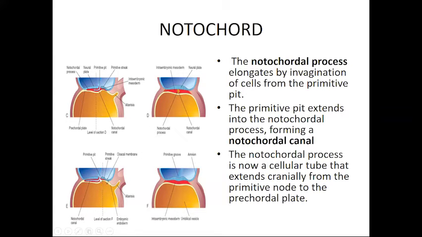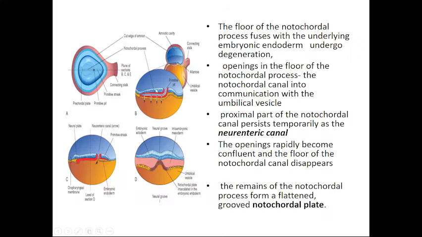Then this initial portion is going to be called the neuroenteric canal, because when this fuses, the floor of this notochordal canal fuses with the hypoblast or the endoderm. These arrows show you that this is going to dissolve away. The floor of this canal is going to dissolve away along with this portion of the endoderm, which makes a continuity between the neuroenteric canal and the umbilical vesicle, or you can say the yolk sac.